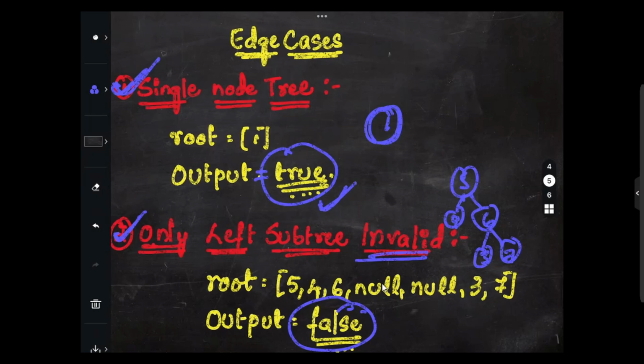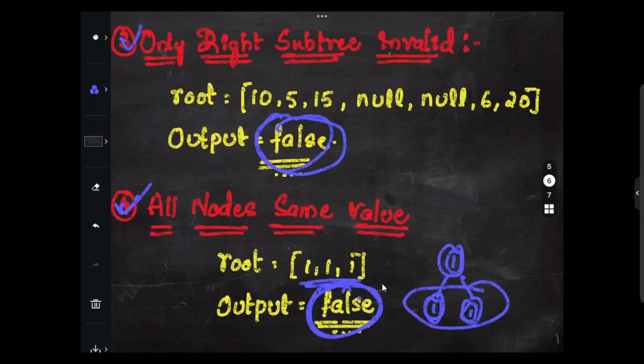So these are the 4 edge cases that we need to consider. The first edge case is for the single node tree. The second edge case is for only left subtree invalid, the third edge case is for only right subtree invalid, and the fourth edge case is for all nodes same value, right? I hope the edge cases are completely clear. Now we are completely familiar with the approach as well as the edge cases, so it will be easier to write the code.